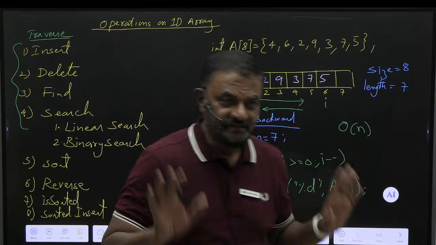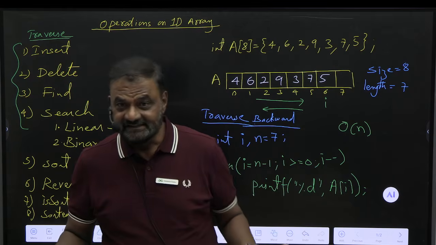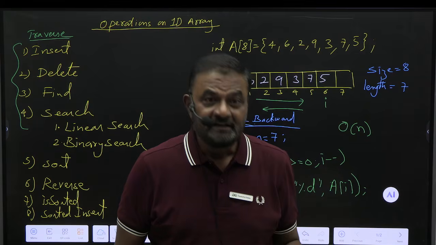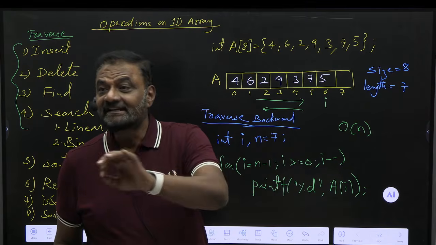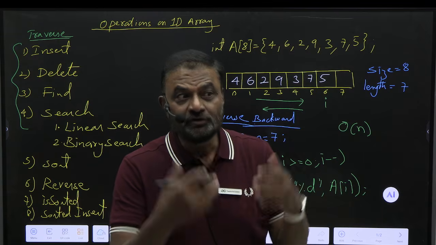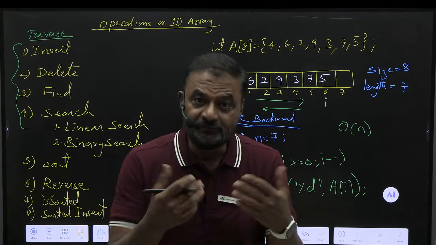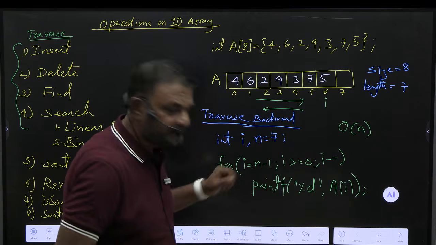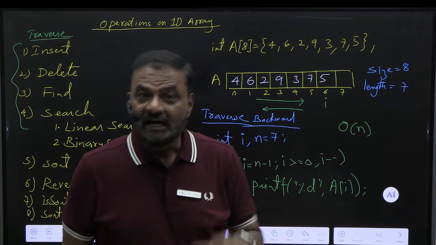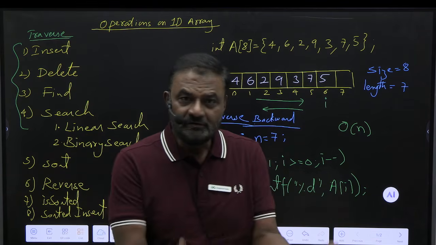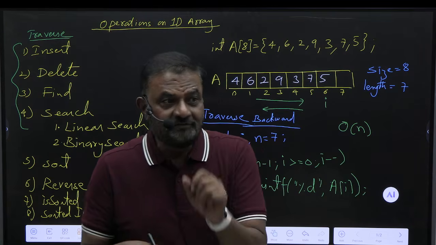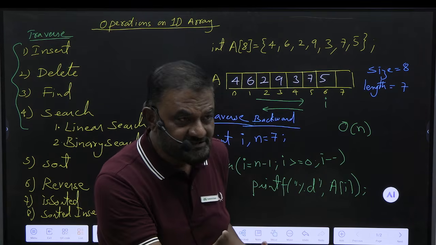Now, important thing. Traversing doesn't mean printing all of them. Traversing means visiting all the elements. Now, by visiting, what do you want to do? I want to print them. Okay, printed. By visiting, what do you want to do? I want to count them. Okay, count them. By visiting, what do you want to do? I want to look for a particular element, that is searching.